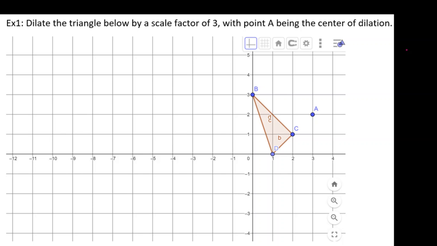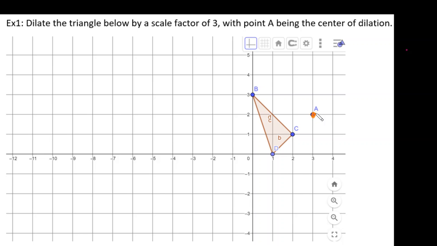Alright, in this video we're going to talk about dilations about a specific point. Now this is going to be one of the most difficult concepts that we cover in all of geometry, but really walk through this with me.